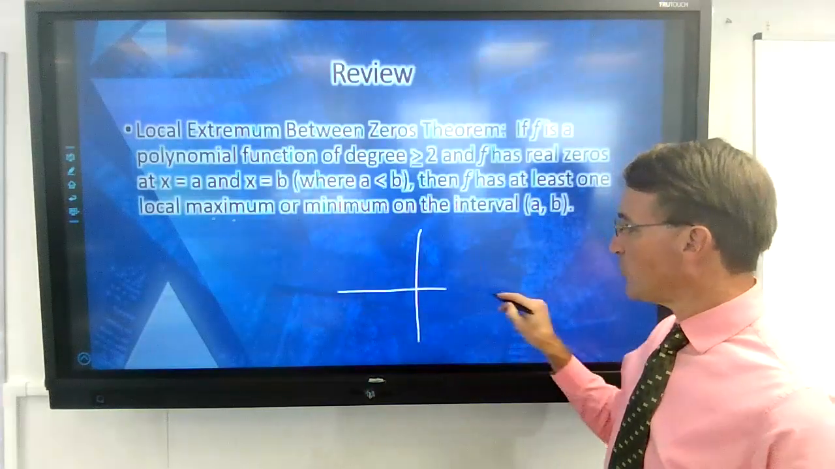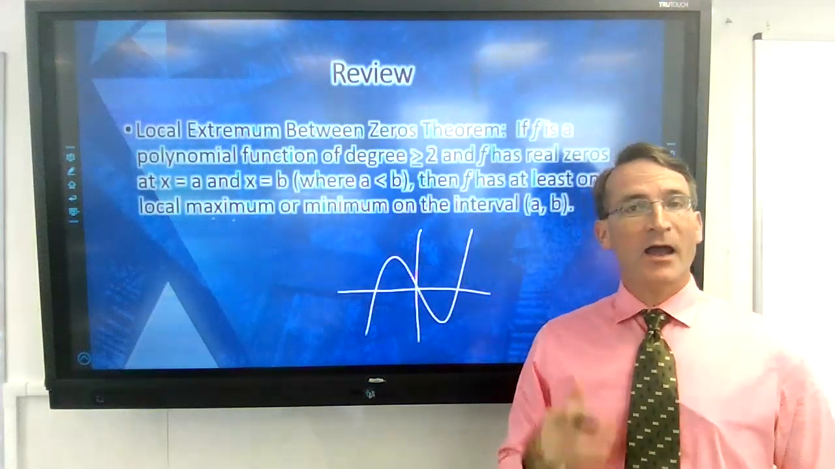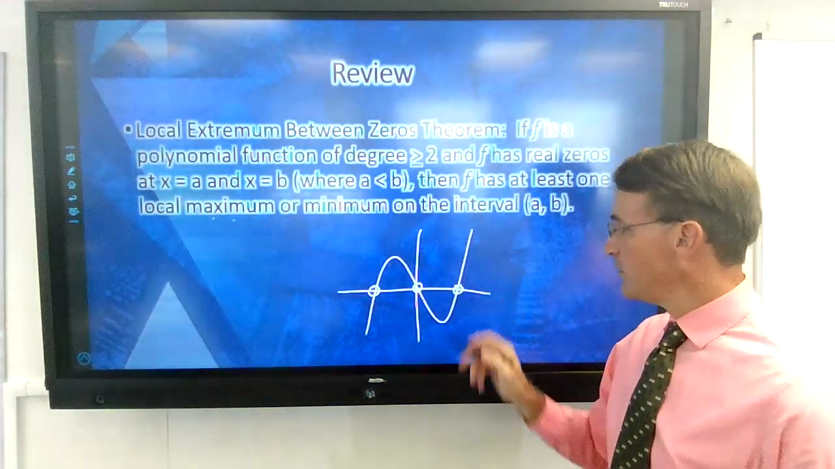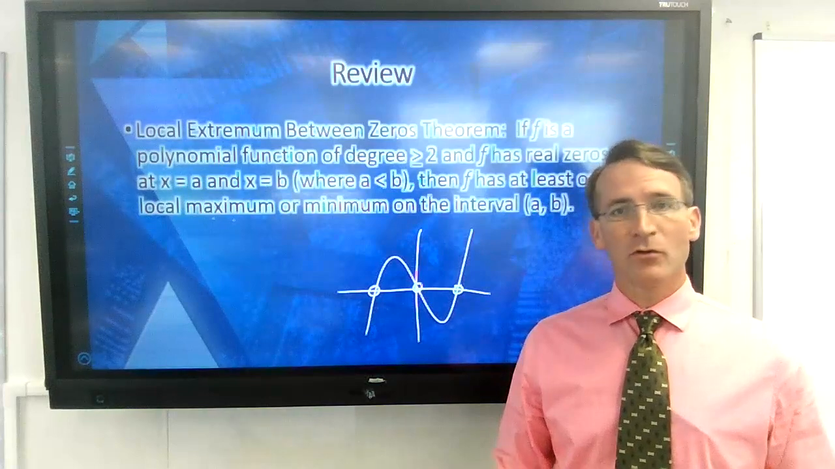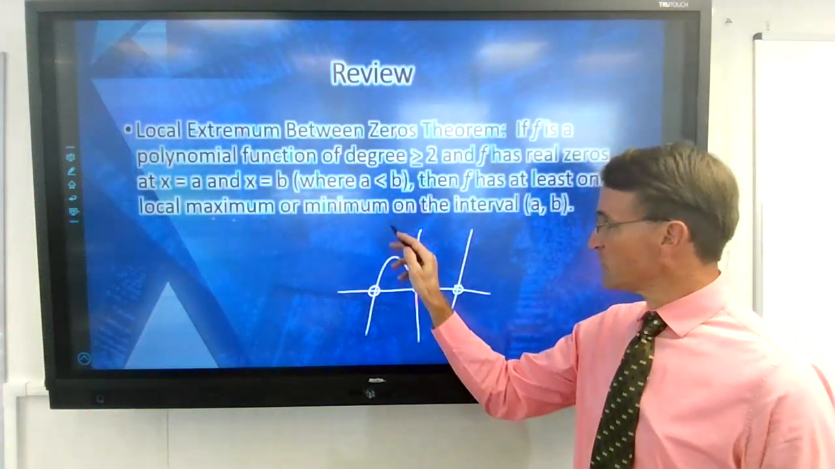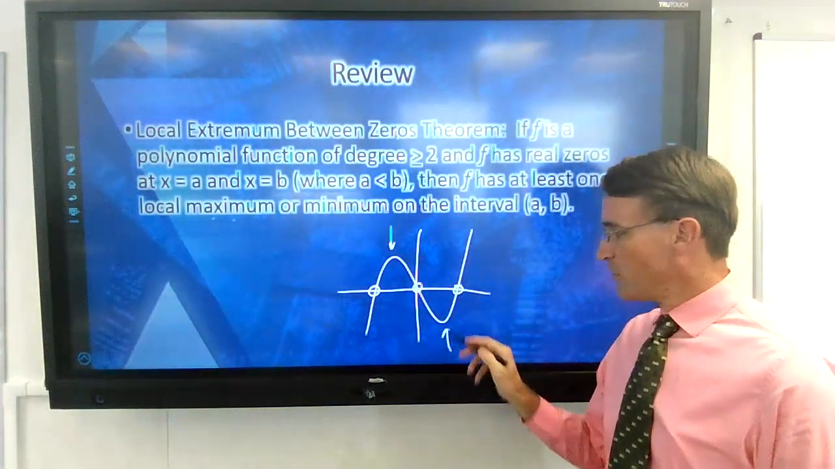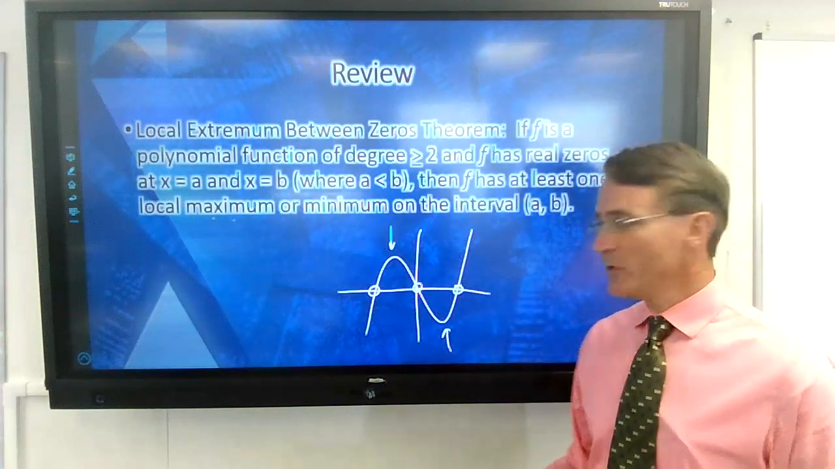So as an example, if I have a graph that looks something like that, I have 3 zeros right here, and right here. Therefore, I have to have at least one local extrema between those zero values. In this particular case, we see a local maximum there and a local minimum right here. There could be multiple local maximums or minimums.